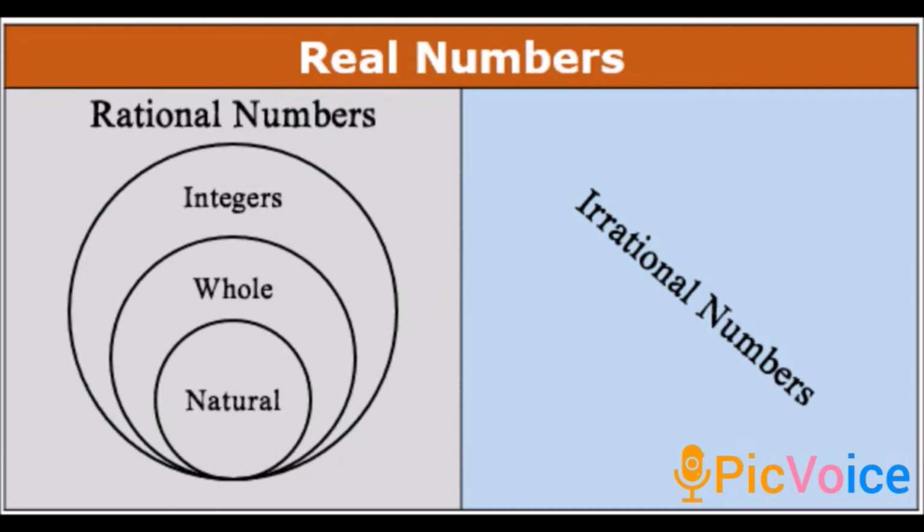Okay. My dear students, in today's activity, we are going to discuss the real number system, where we get the numbers from. See the chart, children. The real numbers are mainly divided into two divisions. One is irrational numbers and another one is rational numbers.